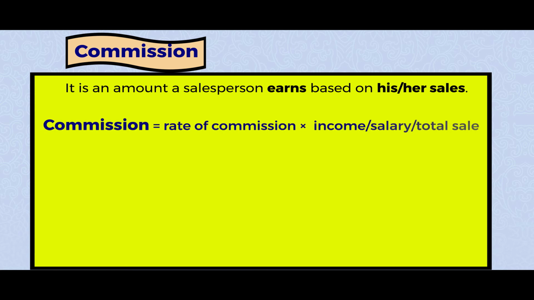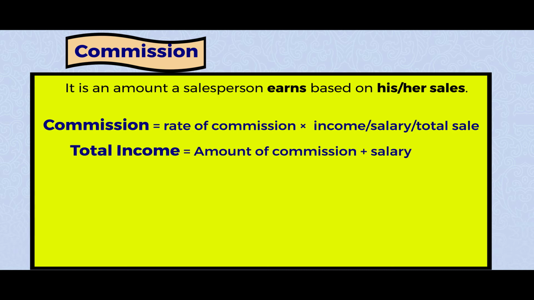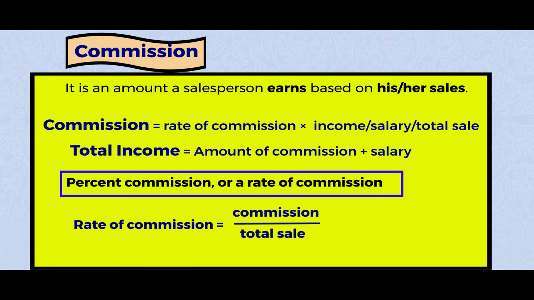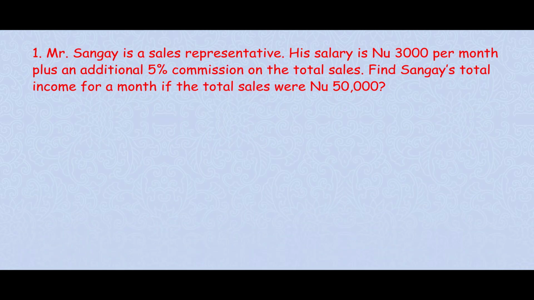Commission is found by rate of commission times the income or the salary or the total sale, and total income is determined by commission plus your salary or your income. So that will give you the total income. In a similar way, percent commission or rate of commission is determined by commission over the total sale or the total income times 100%. So remember these two formulas. Remembering these two formulas, let's solve one question.